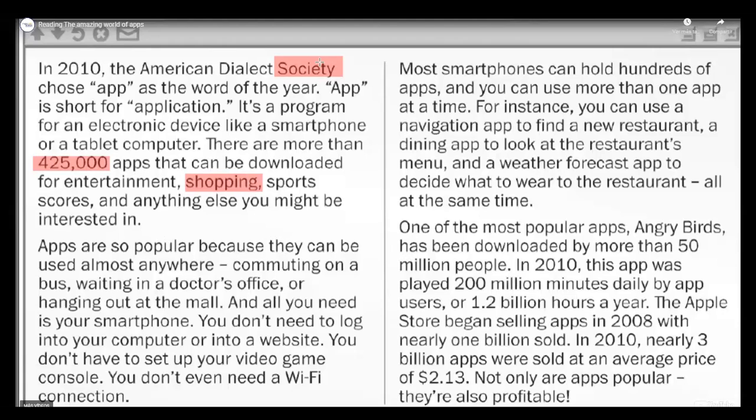Apps are so popular because they can be used almost anywhere, commuting on a bus, waiting in a doctor's office, or hanging out at the mall. And all you need is your smartphone. You don't need to log into your computer or into a website. You don't have to set up your video game console. You don't even need a Wi-Fi connection.